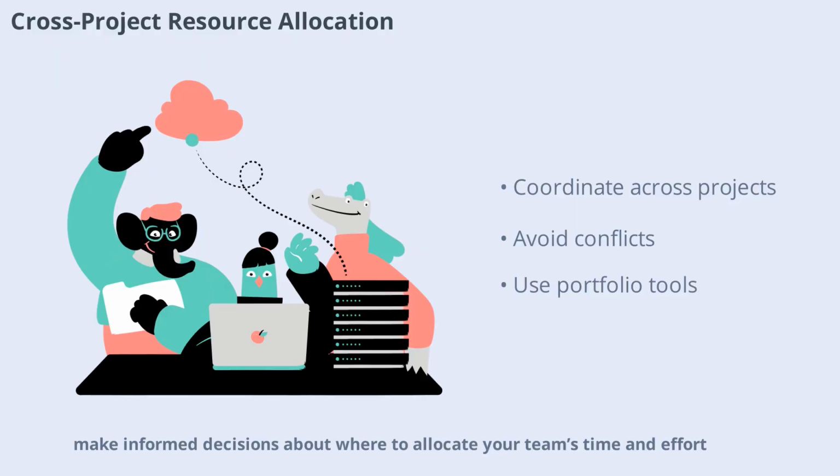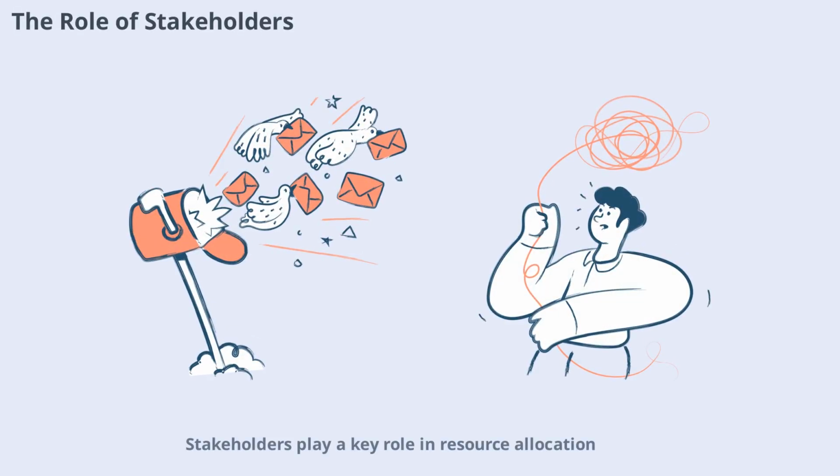Stakeholders play a key role in resource allocation. Their input helps define project priorities and resource needs. Engage stakeholders early and keep them informed throughout the project. Their support can help you secure additional resources or make tough decisions when trade-offs are necessary.